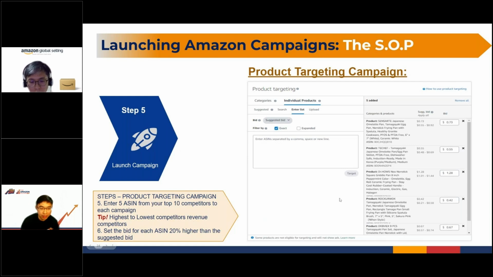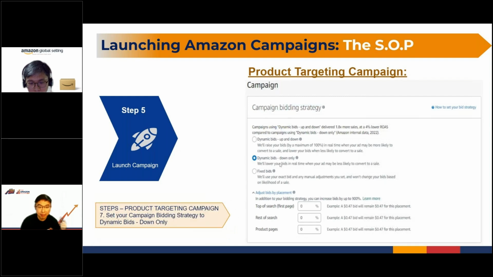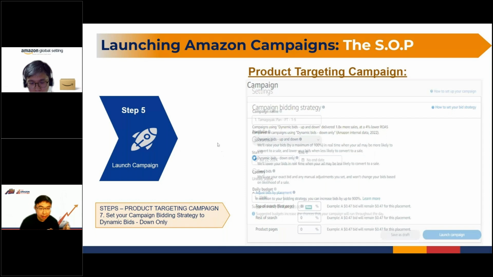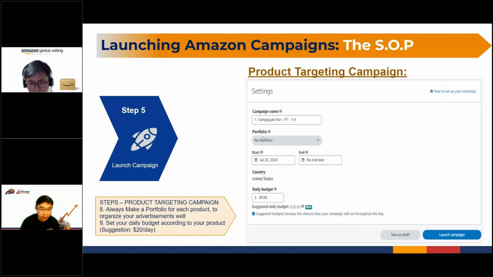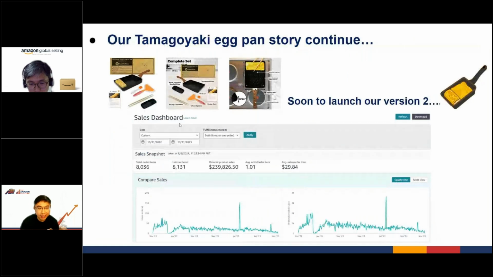The highest to the lowest, etc. Once again, always recommended bid 20% higher than suggested bid, then dynamic bid down only. Okay. Almost ending already, right? So bear with me. So this is a repeating, right? $20 budget. All right, so yeah, there we go, right? Of course, this is the final slide already for this.